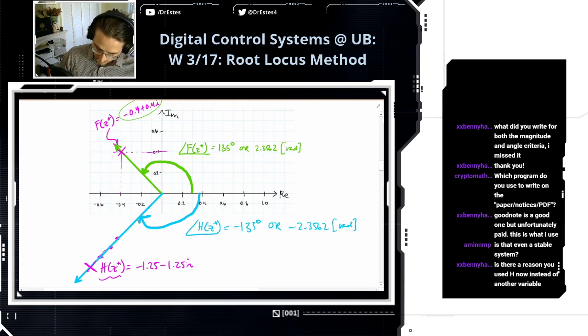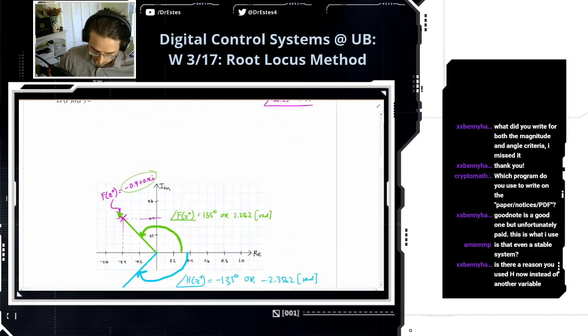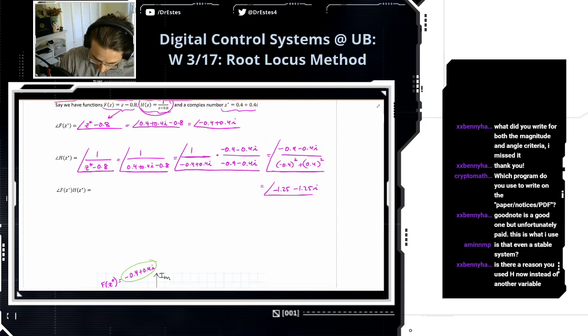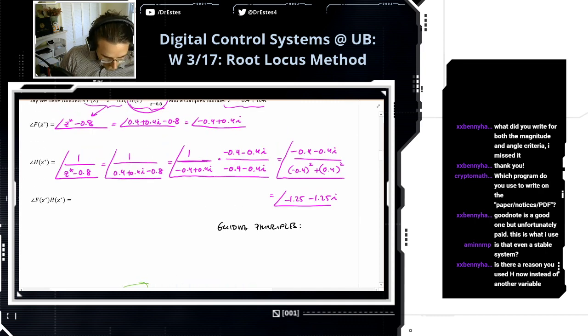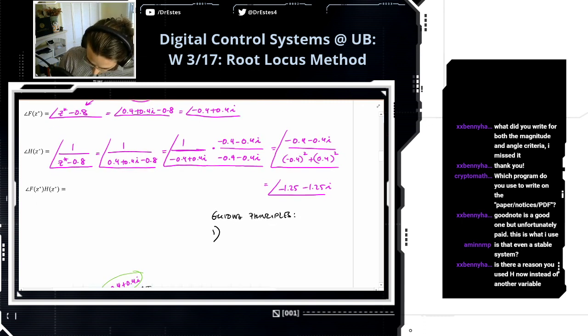Okay, so I want to point out this principle here. We're gonna have some guiding principles. This is the first one. We're gonna have two of these. We had one over z star minus 0.8. So that was h of z. This was equal to, the angle was equal to the negative of the angle made by f of z.